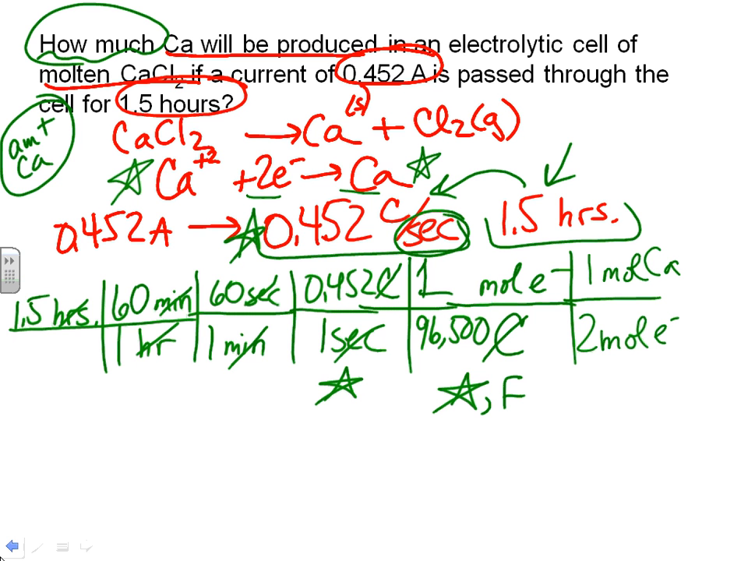And because this problem doesn't specify mass, we can leave it as moles of calcium and go through and calculate the answer. We turned time into coulombs. We turned coulombs into moles of electrons. We turned moles of electrons into moles of calcium. So go through and calculate this: 1.5 times 60 times 60 times 0.452 divided by 96,500 divided by 2.